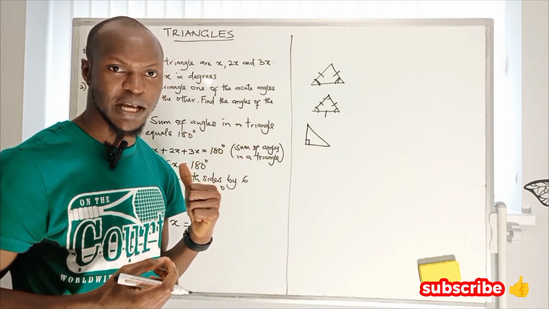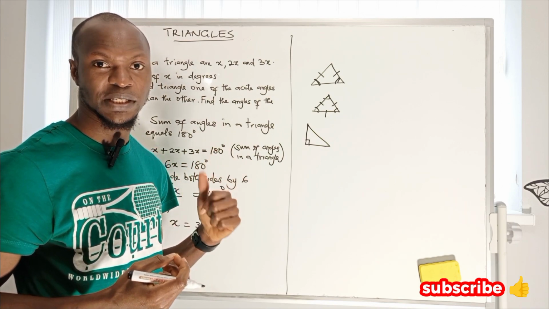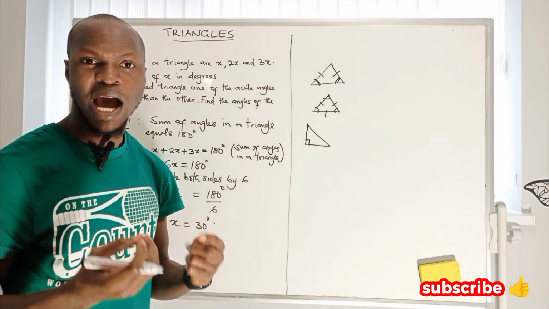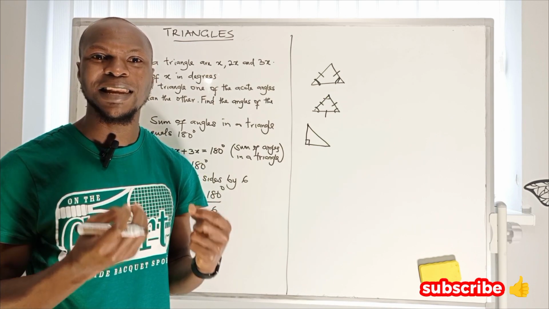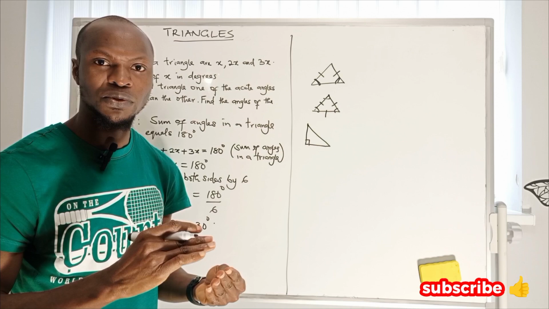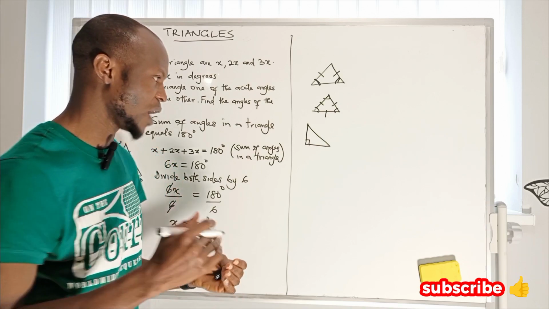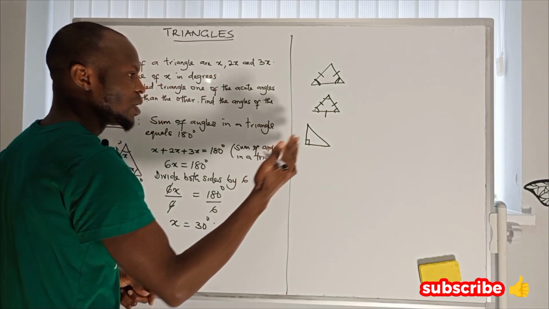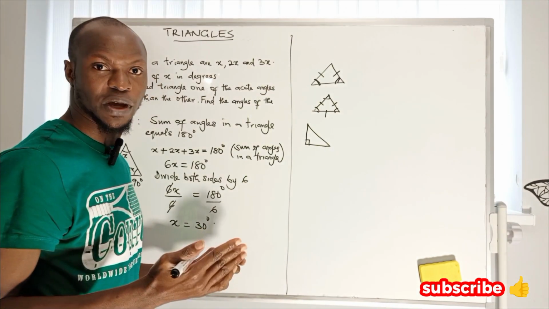In our previous classes, we explained acute angles. Acute angles are angles that are less than 90 degrees. Any angle that is less than 90 degrees is known as an acute angle. Okay?